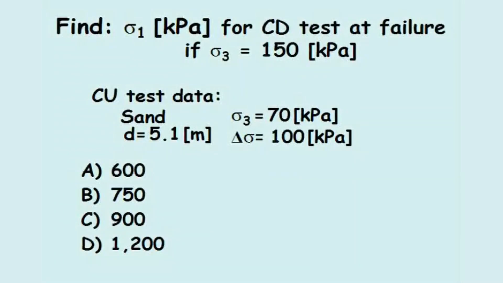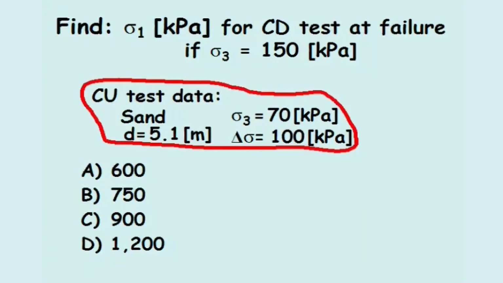Find the axial stress at failure when the confining stress is 150 kilopascals for a sand sample tested in the consolidated drained condition. In this problem, data has been provided from a triaxial shear test for a sand sample in the consolidated undrained condition.